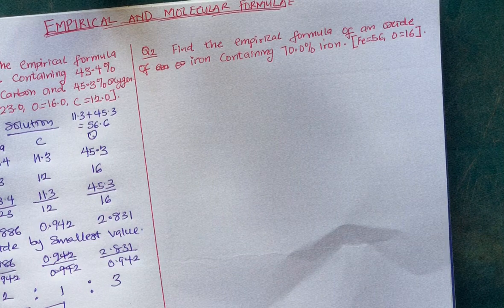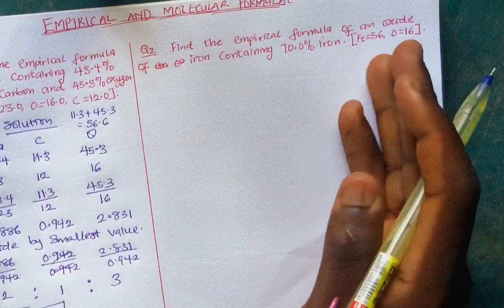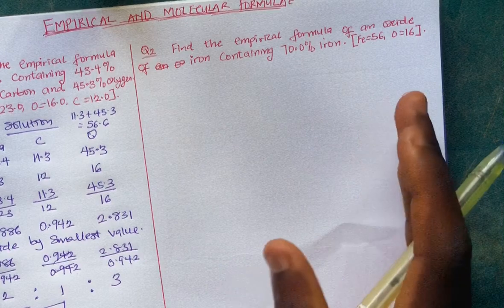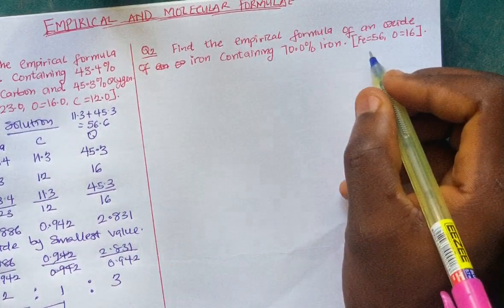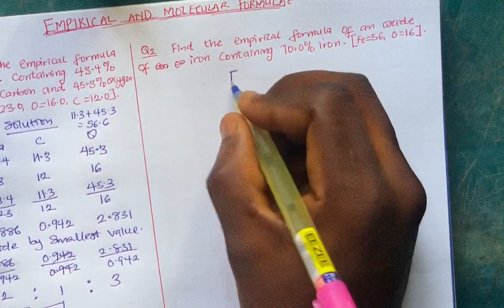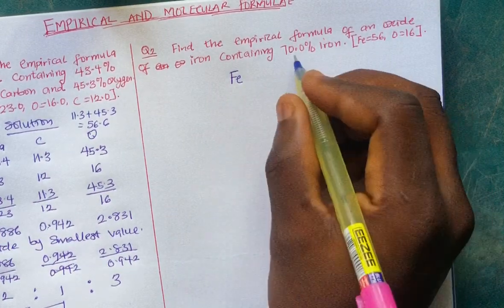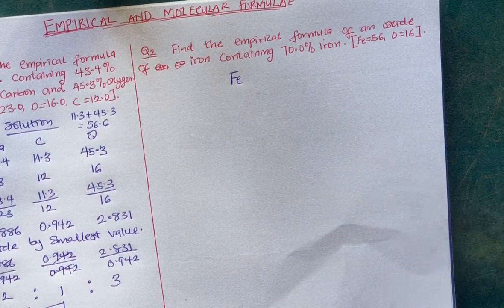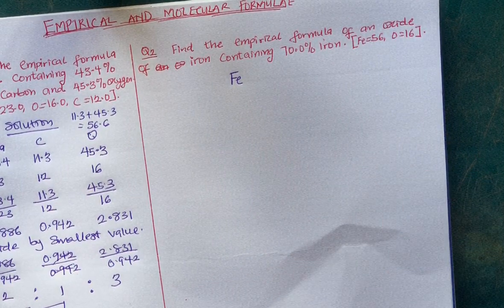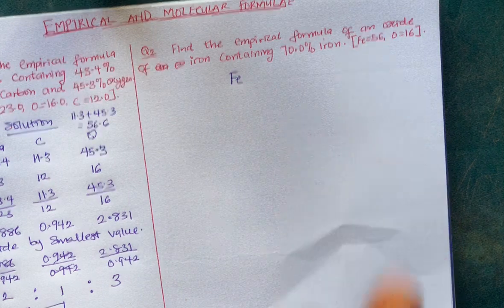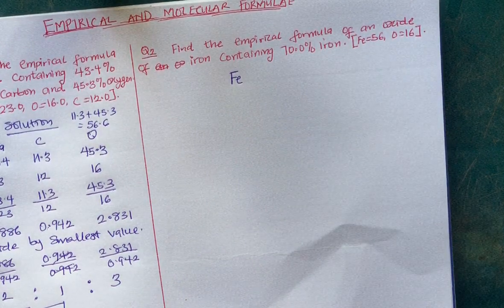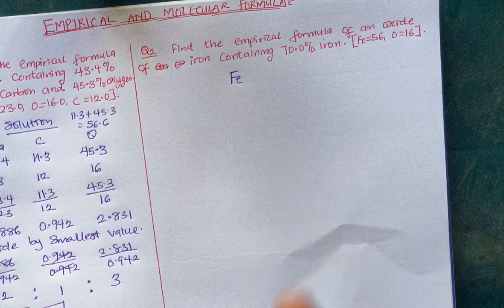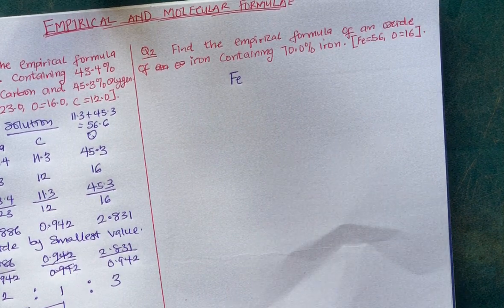Then let's move to the next question. Find the empirical formula of an oxide of iron. We are asked to calculate the empirical formula of an oxide of iron, and we know that iron is Fe, and it contains 70% of iron. We are asked to find the oxide. That means iron might have been combusted or reacted with oxygen to form an oxide, which is called iron oxide. We are given a percentage of iron that reacts with oxygen, but not any percent of oxygen. That means we need to find the percentage of oxygen.